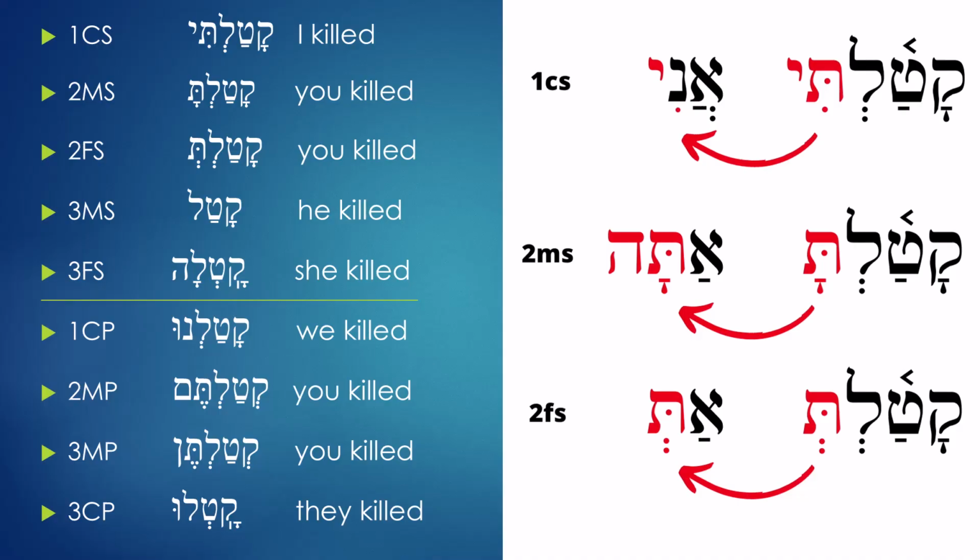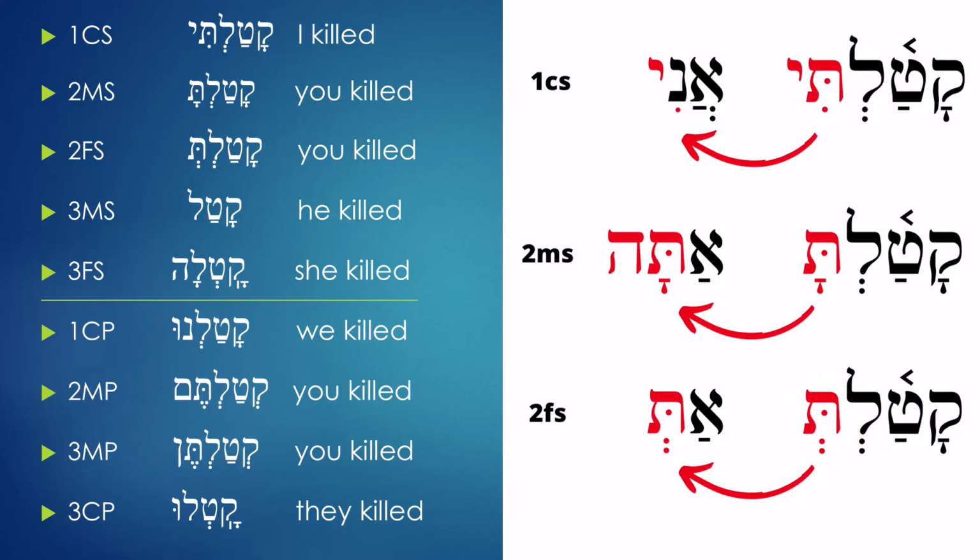I'll say it again. The suffix tells you who did the action, and the root tells you what kind of action. What action? Katal, killing. Who did the action? Katalt. You did the action. Not only that, the suffix tells you the gender, the number, and the person.